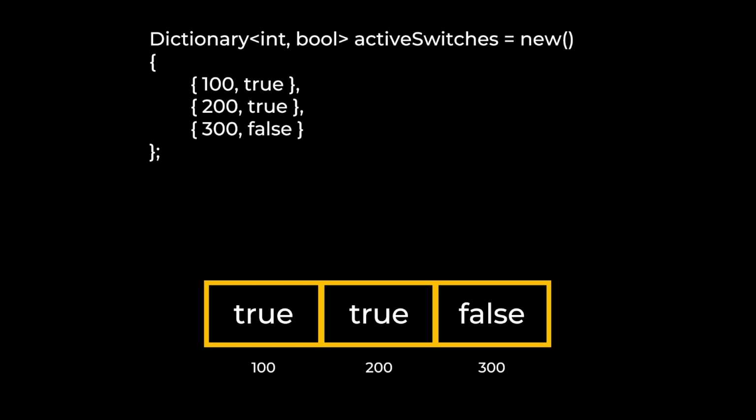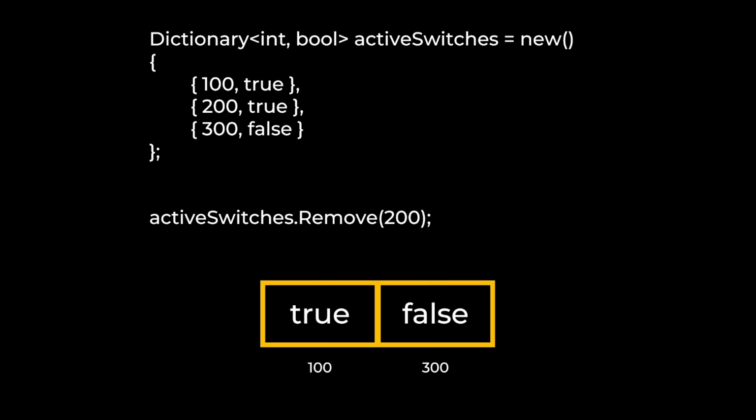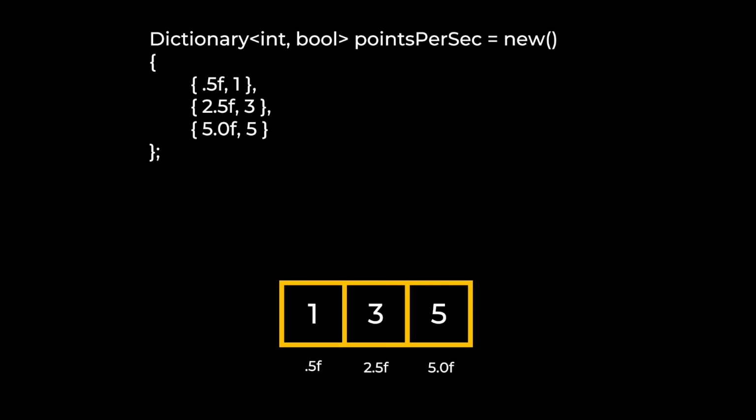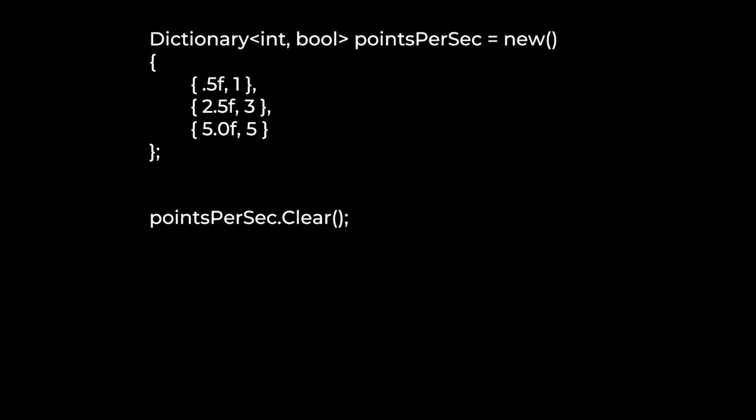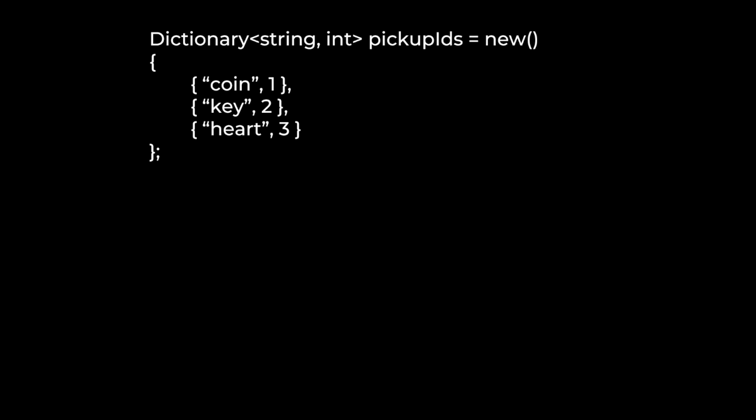You can remove an element from a dictionary using the remove method. The remove method takes one parameter, the key for the element you want to remove from the dictionary. If you attempt to remove an element using a key that doesn't exist, nothing will happen. You can clear the entire contents of a dictionary using the clear method. The clear method takes no parameters, and using it on a dictionary that has no elements will do nothing.